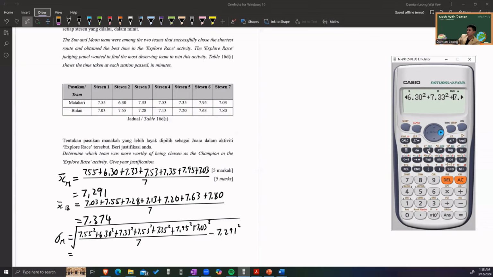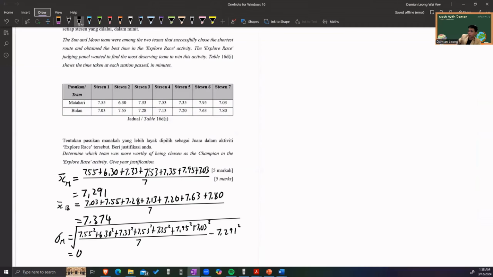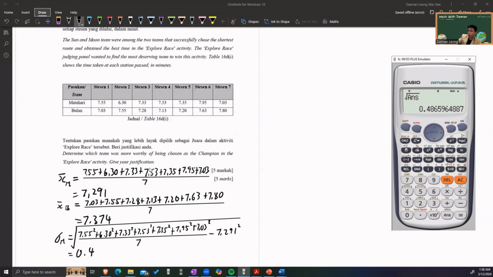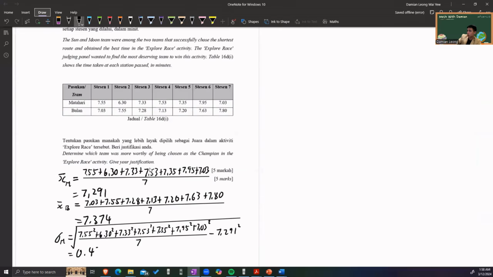Square each of these values. Just press the right arrow and the square button. Yeah, easier to deal with. Divide by 7 minus 7.291 square, and then square root the answer. 0.487.